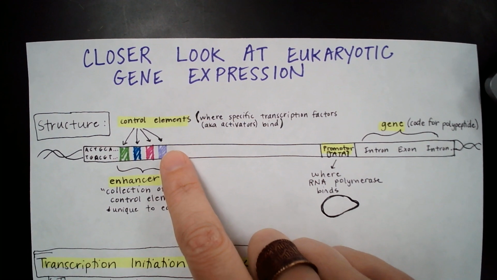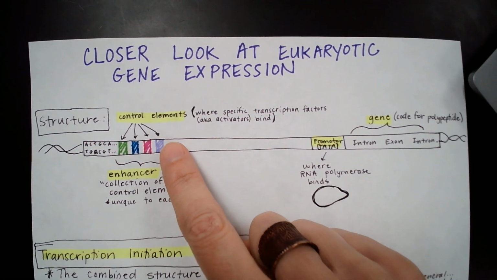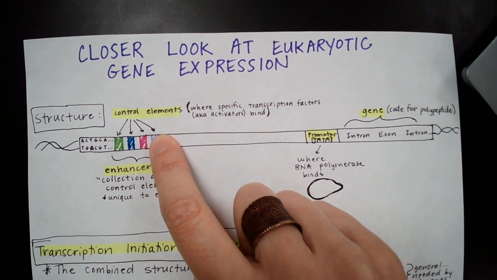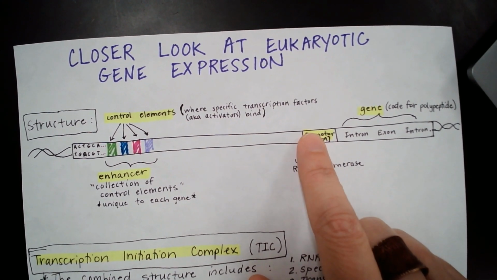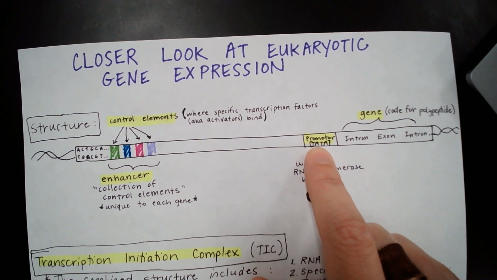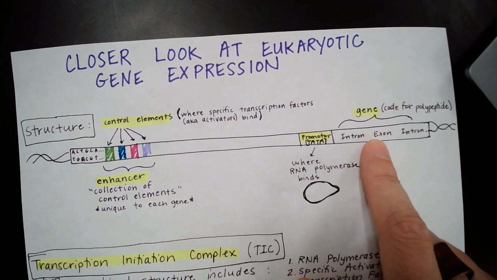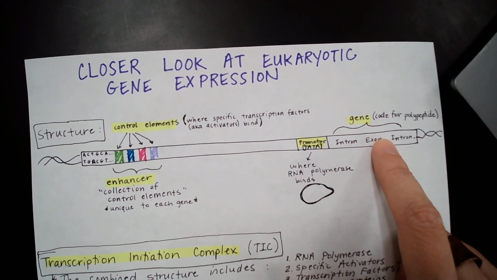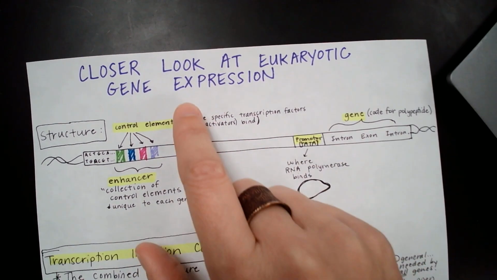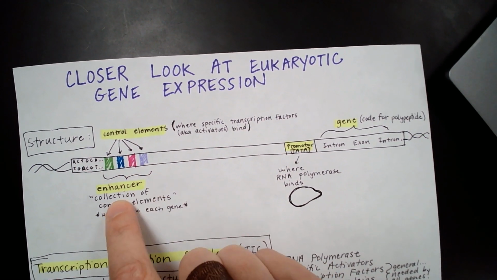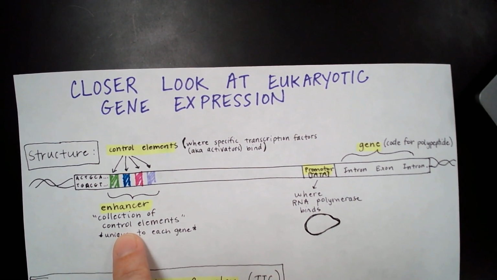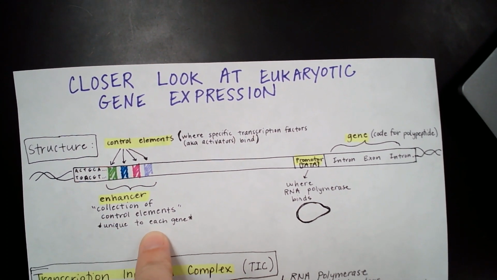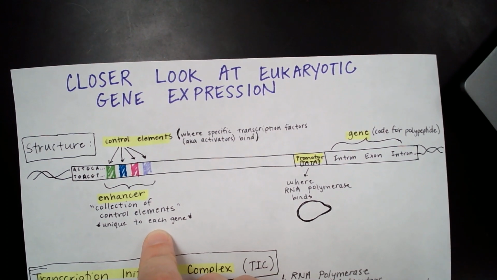So when we color code stuff, we're just showing you that this little section of code represents a control element, or this section of code represents the promoter, right? This section of code is what we say is the coding region. That's what codes for the polypeptide, right? So the enhancer, as I've written here, is the collection of the control elements, okay? This is going to be unique to each gene, okay?